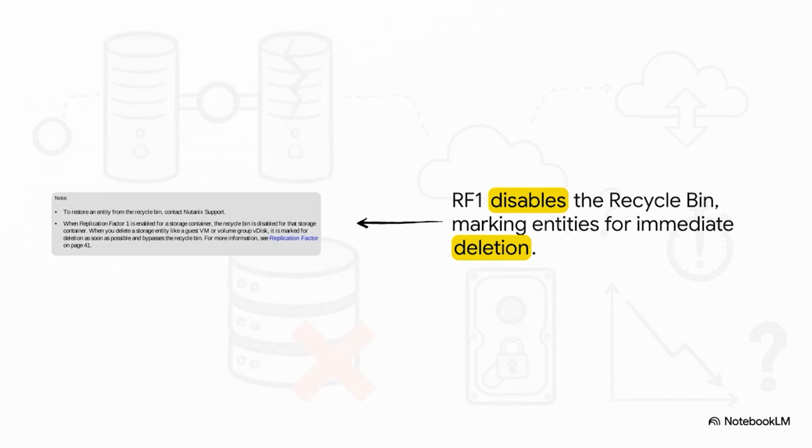I really want to highlight this direct note straight from the source documentation. It explicitly confirms that when Replication Factor 1 is enabled for a storage container, the recycle bin is hard disabled for that container, 0 exceptions. The entity is marked for deletion as soon as possible. And trust me, the exam is absolutely going to try to test your knowledge on this specific behavior.